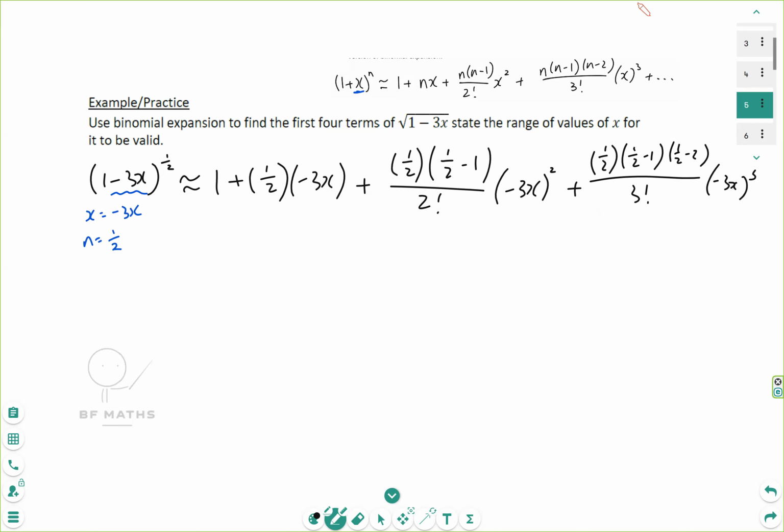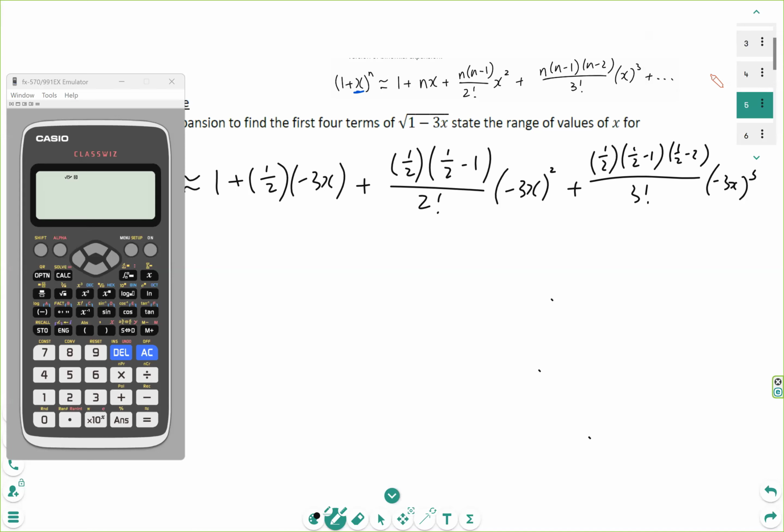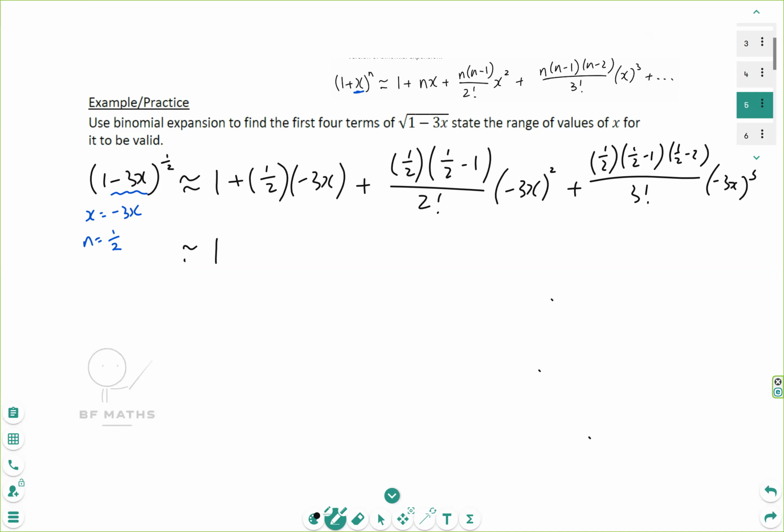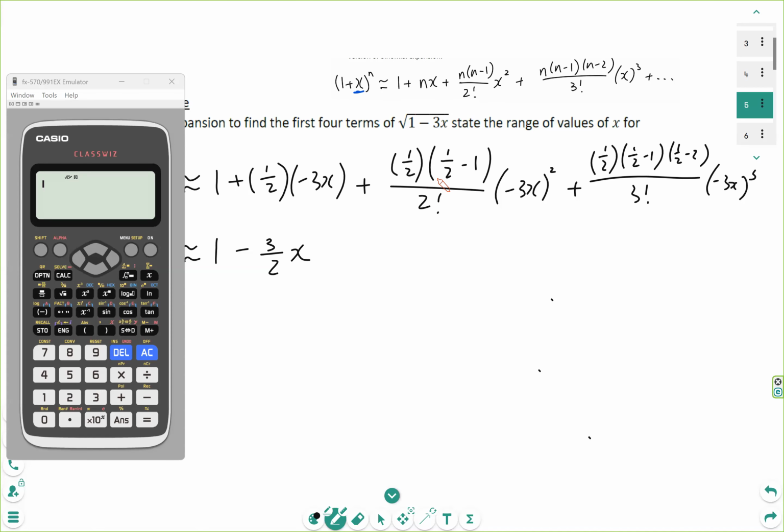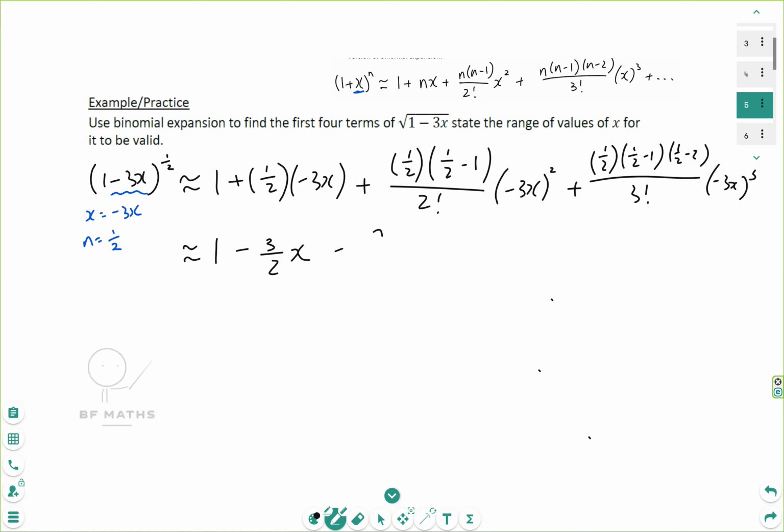Over 2 factorial, times (minus 3x) squared. The first 4 terms, I need one more: n, a half, times n minus 1, times n minus 2, over 3 factorial, times (minus 3x) to the power of 3. Now, let me show you on my calculator what I'll do. Well, I can't do anything with 1, so I just write 1. A half times minus 3 over 2, x. And then I just type in what I see. As a fraction, a half times (a half minus 1), make sure you put a bracket, over 2 factorial. I just put 2 because I know 2 factorial is just 2. Times, on the side, I'll put (minus 3) squared, which is minus 9 over 8.